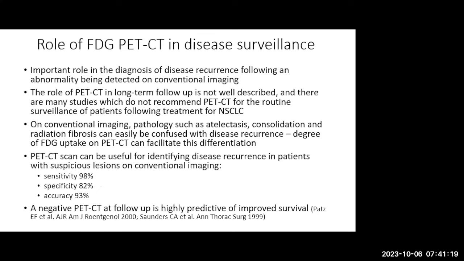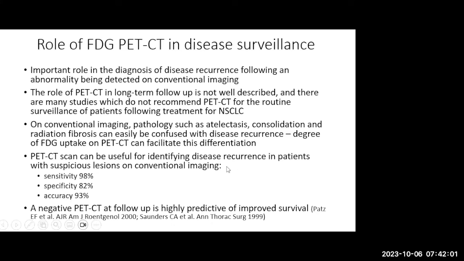In terms of surveillance, the role of PET is really basically when there is a finding on conventional imaging. So when these patients are typically followed with CT, and then the role of PET is really when there is a finding on a CT that is not clear whether or not the patient has recurrence of disease. For example, they may find atelectasis, consolidation, radiation fibrosis, and those may be confused with disease recurrence, and then the degree of uptake definitely could be helpful in these cases.